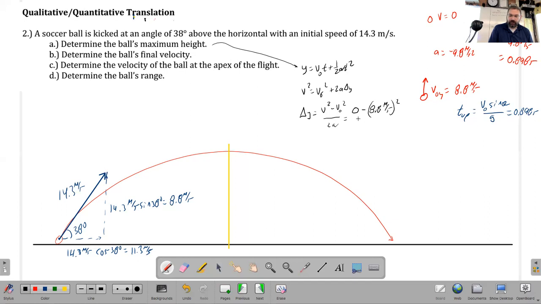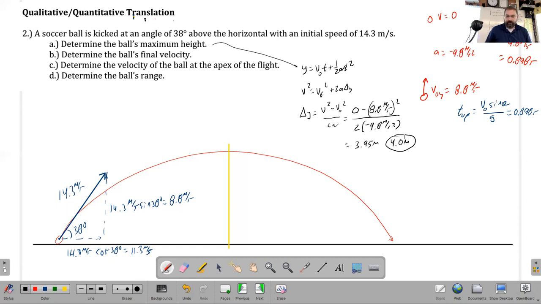That quantity is squared, divided by 2, and negative 9.8 meters per second squared, because we expect delta y to be some positive value. So let's see, 8.8 squared divided by 2 and 9.8 is 3.95 meters. There are only two significant figures because the 38 degrees only has two significant figures. So 4.0 meters would be good for the maximum height.